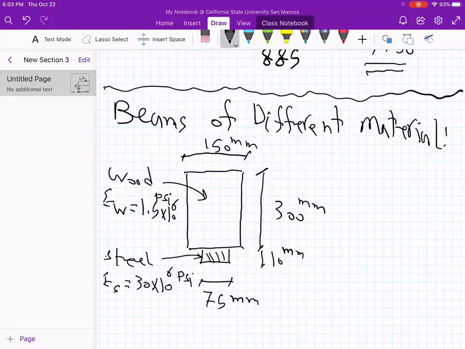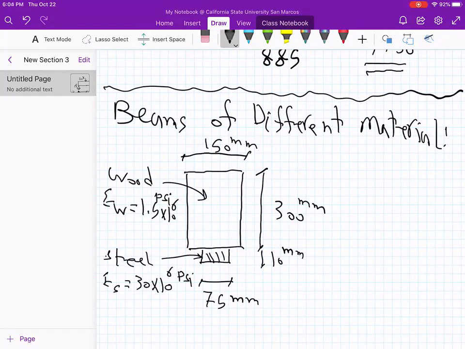So the question now is that we first need to modify the formulation before solving. The general formula is sigma equals Mc over I, right? But that formula was actually obtained based on one material, which means I is the moment of inertia of just one material, steel or wood. But now we have two materials.